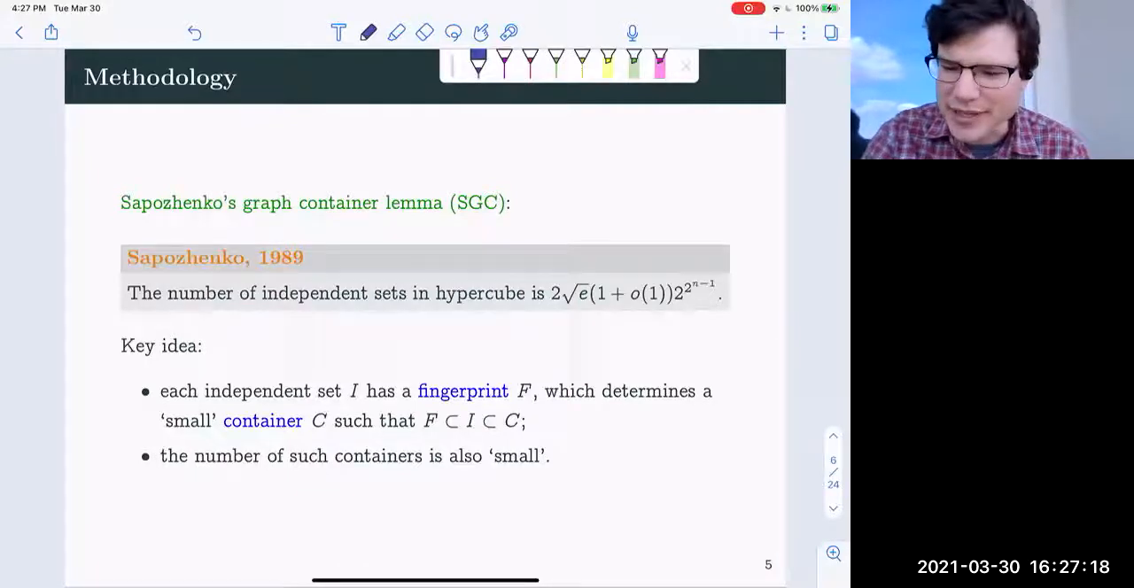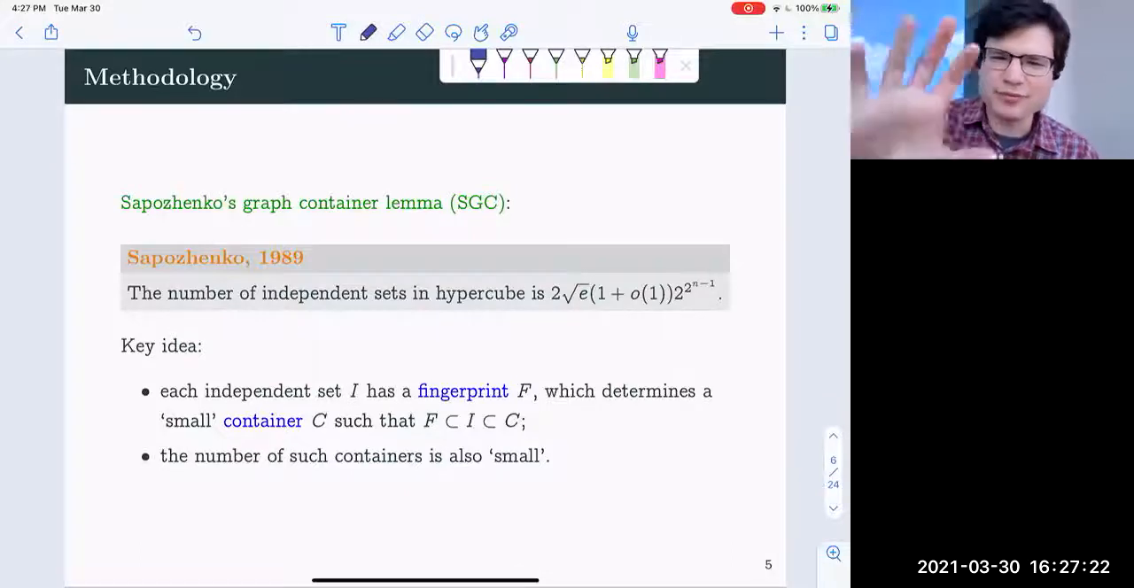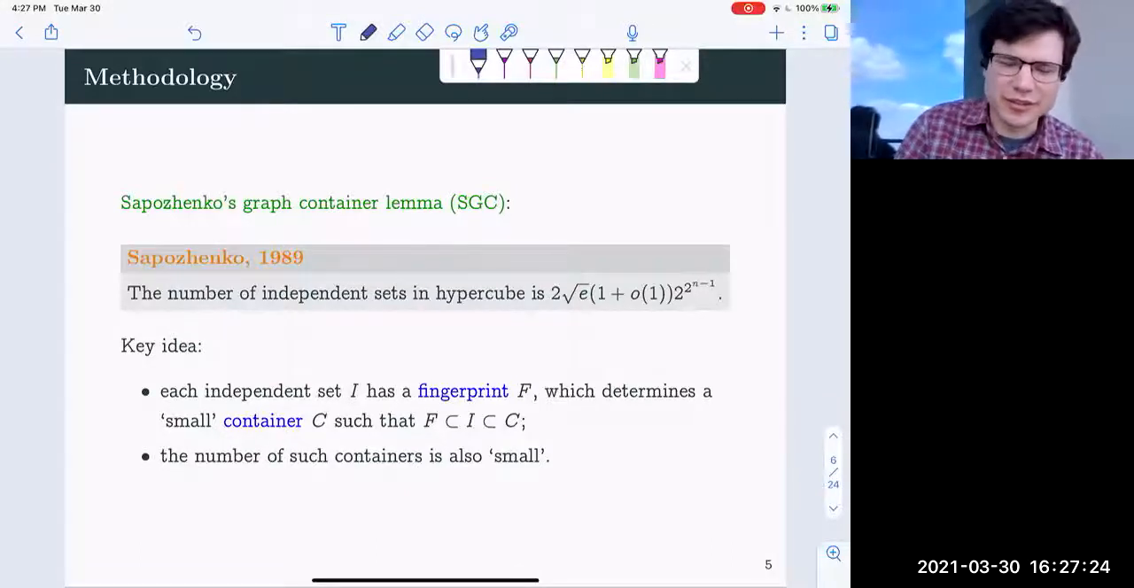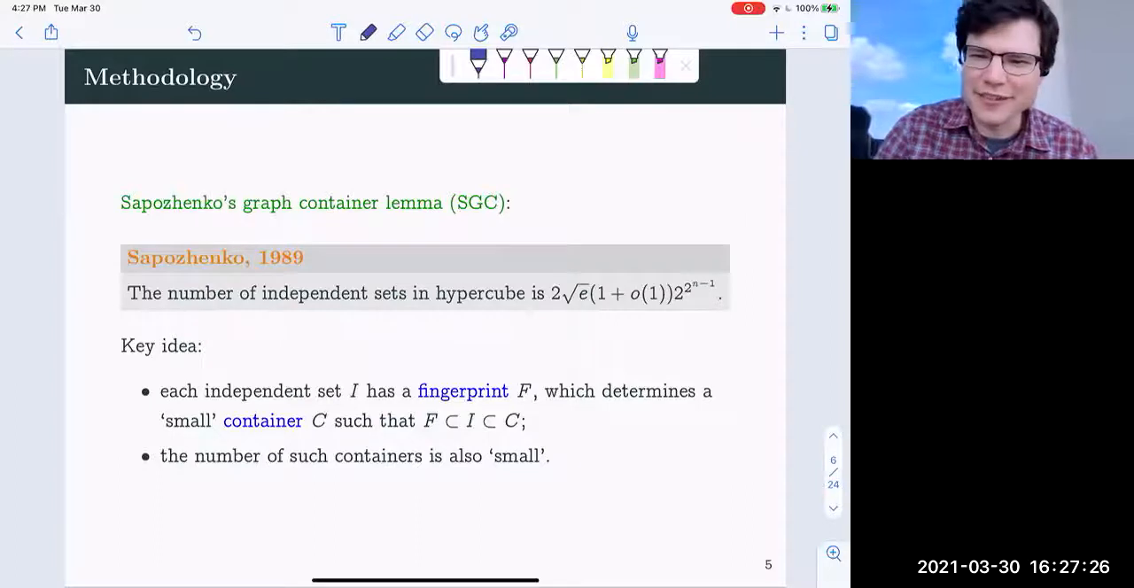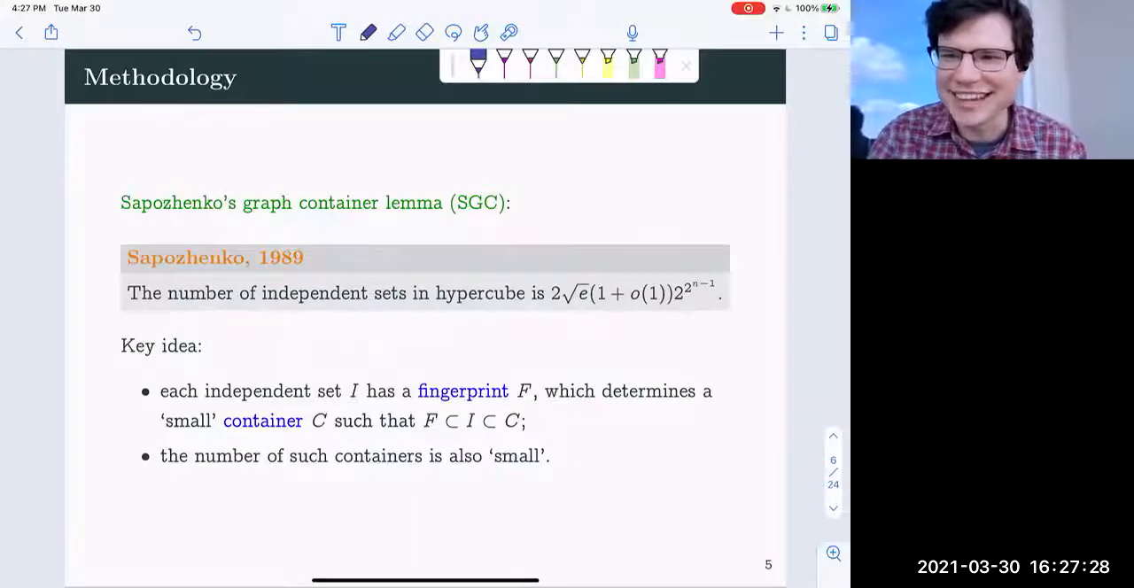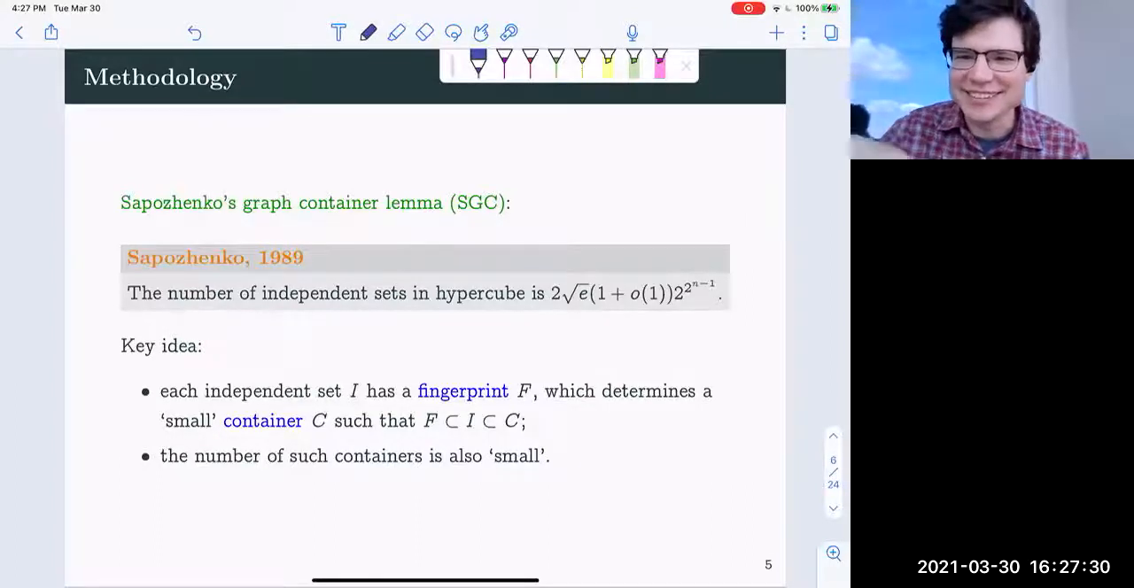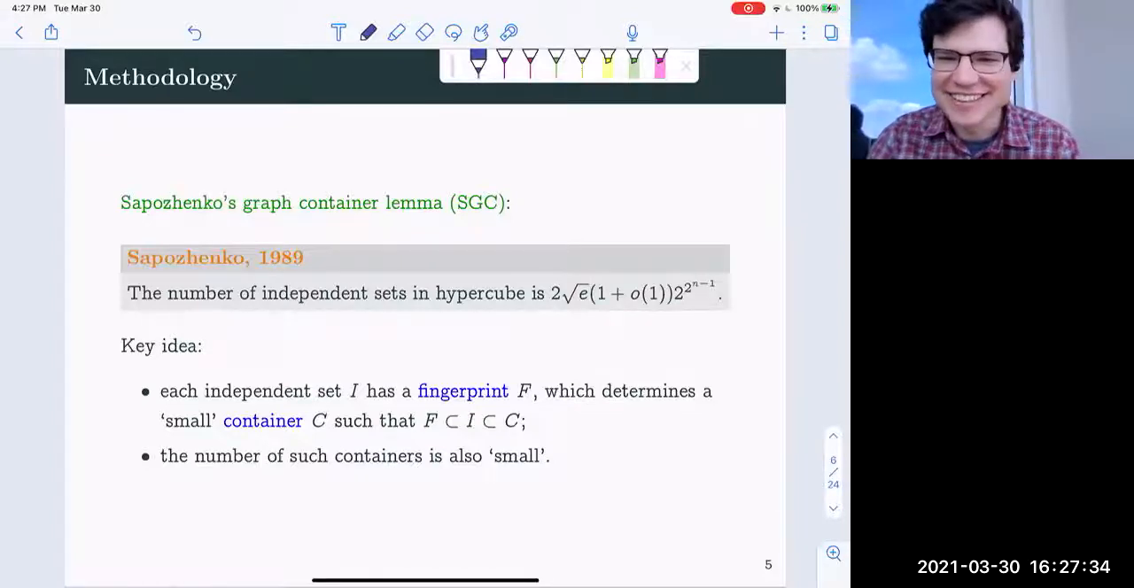I was also curious about this proof that you presented. It only uses the graph containers method, right? Not the more sophisticated hypergraph versions. I wonder if one can do something even better using the hypergraph containers somehow.